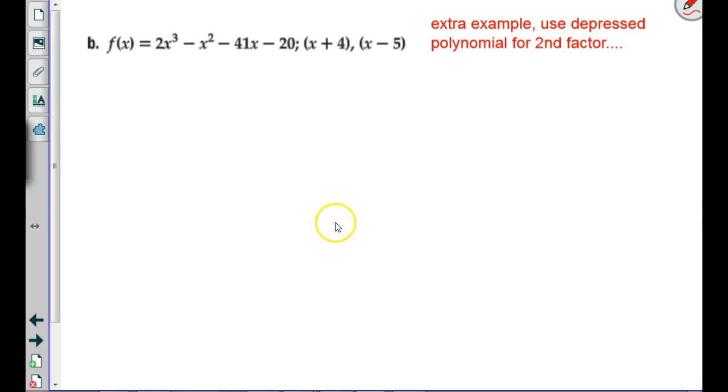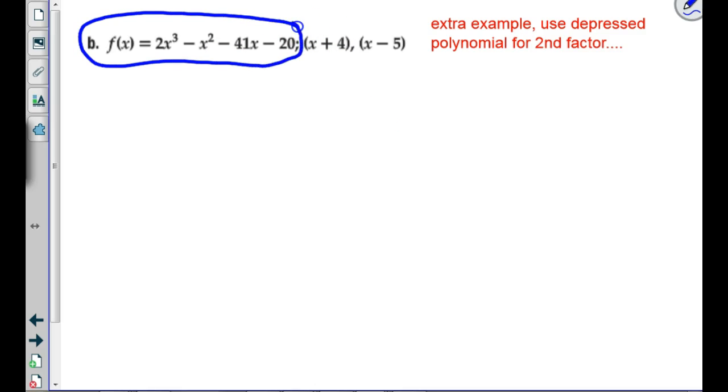I have an extra example here. And this is what you're going to have to do on the quiz. And we're going to practice this some more in a minute. But what happens is I'm going to give you this big messy polynomial. You're going to graph it and see a couple places that it crosses nicely.